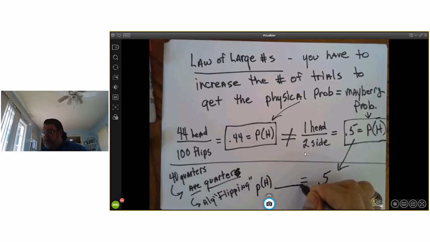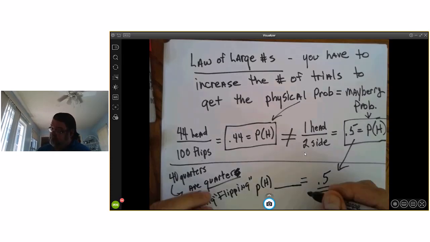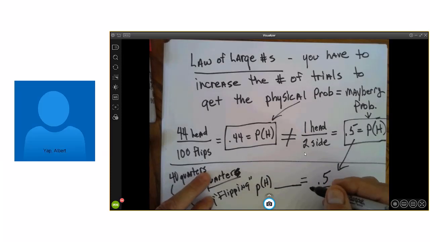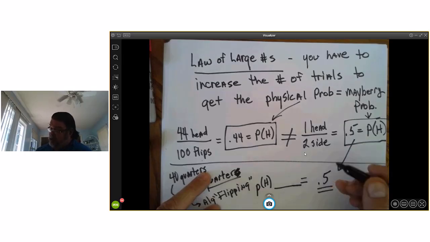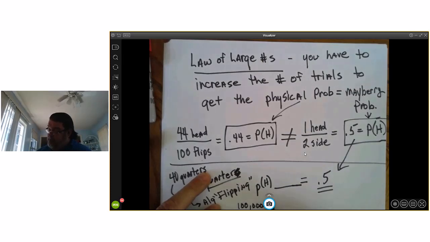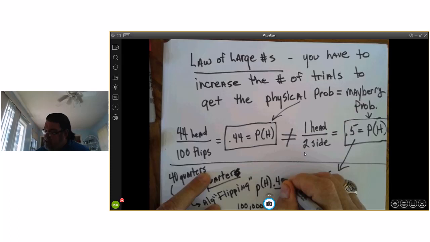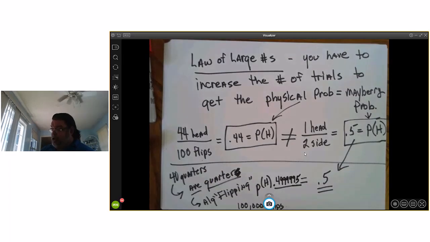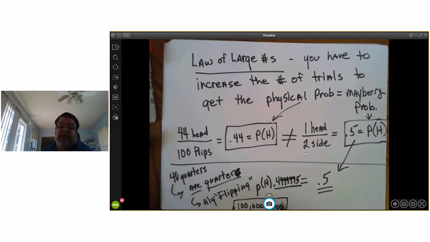How many flips do you think it took? Just give me... I'm going to say about 130. 130 flips? It took 100,000 flips to get a probability of 0.49999995. It took 100,000 flips to get a probability of 0.49999. Actually, it was like 10 nines, but you get the point. Okay?